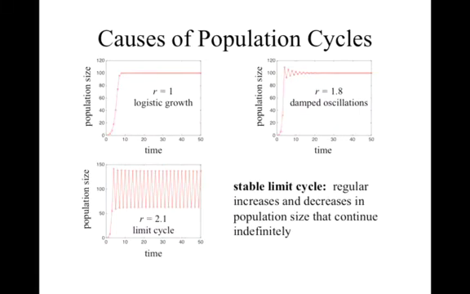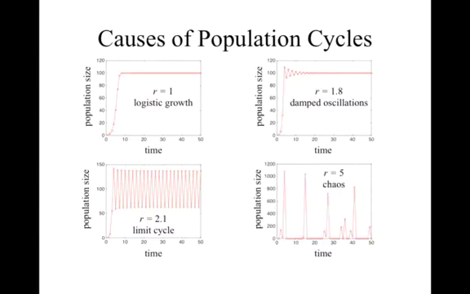If we ramp that population growth rate up even higher, we get what we call a stable limit cycle. In this case, you overshoot, and then you undershoot, and you overshoot, and you undershoot, and you get trapped in this cycle, never quite reaching that happy point where you could stay forever. This gives you regular increases and decreases in population size that will go on forever. They don't die out like you saw in the previous example.